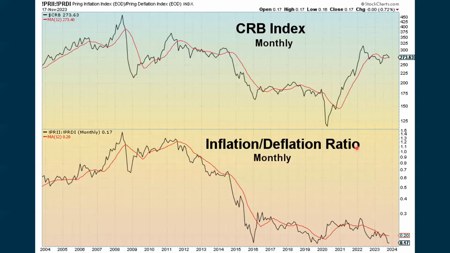Some inflation gauges that we look at. We have the CRB index, which is commodities. We look at a monthly chart on top, and it is pretty much going sideways right now, but we have been seeing some weakness. There's been some talk of deflation, which gets more into the chart down below.